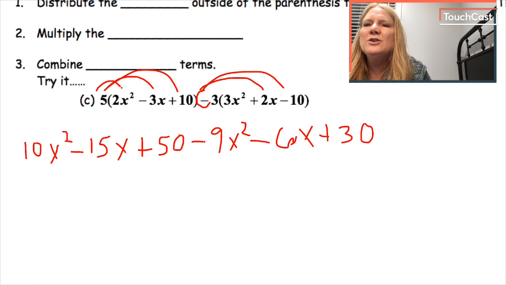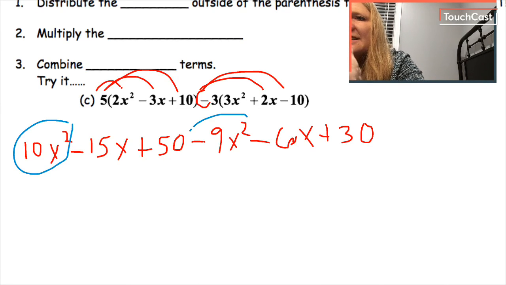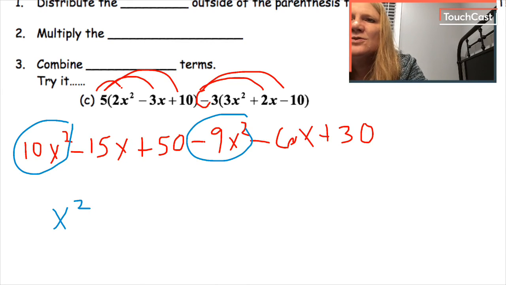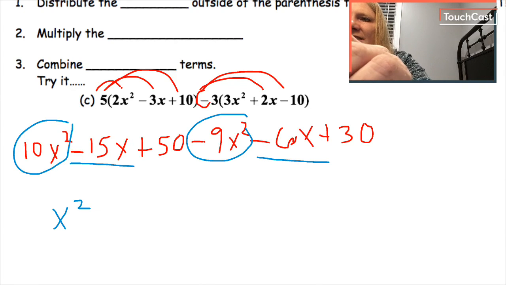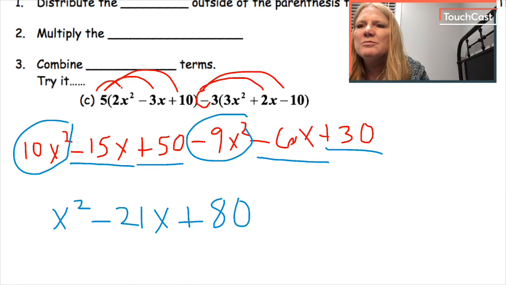So now when we go to combine like terms, we'll see that we have 10x squared minus 9x squared. So that's just 1x squared, or simply x squared. We have a negative 15x and a negative 6x. We add those and we have a negative 21x. And then we have a positive 50 and a positive 30, and that's a positive 80. Okay, hopefully those examples were good for you, and there's going to be some practice.